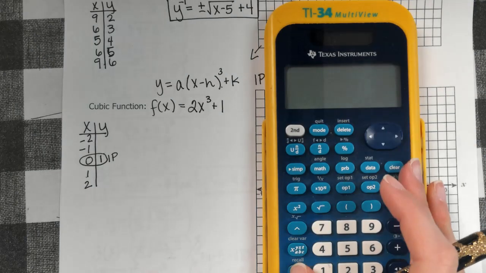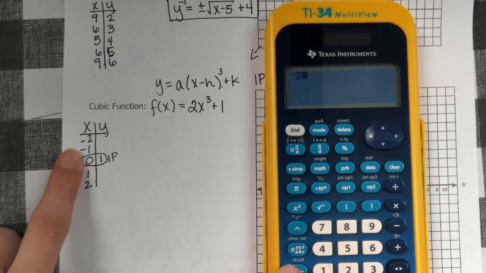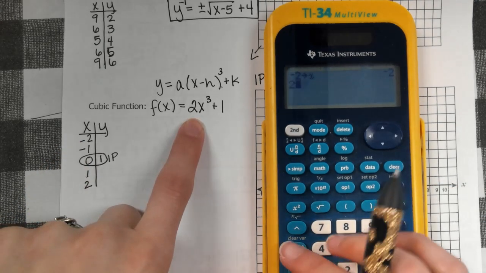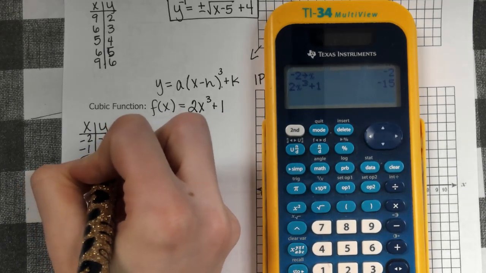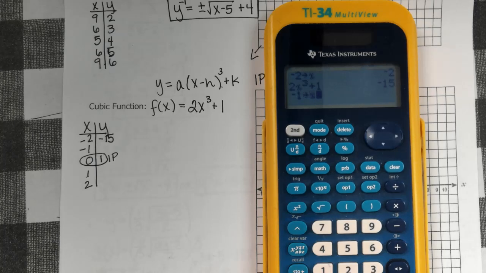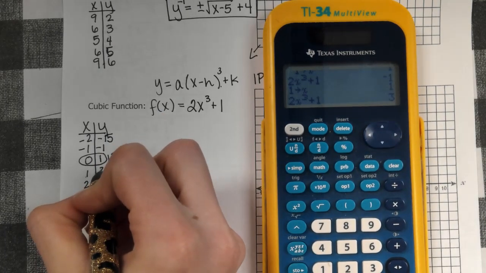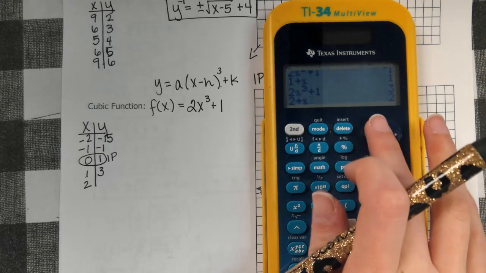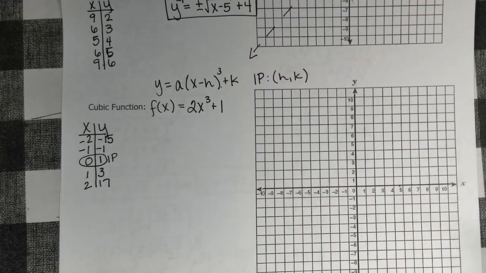So I build my table the same way I did with quadratic, it's just cubic. So -2 for x, 2x cubed plus 1 gives me -15. -1 for x gives me -1. 1 for x gives me 3. 2 for x gives me 17. Your cubic should not repeat. Only a quadratic repeats.